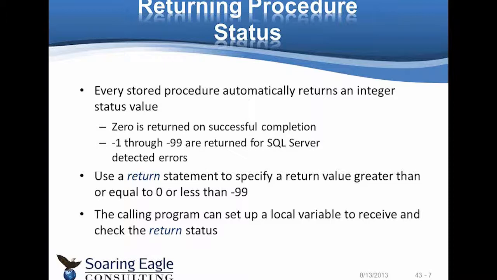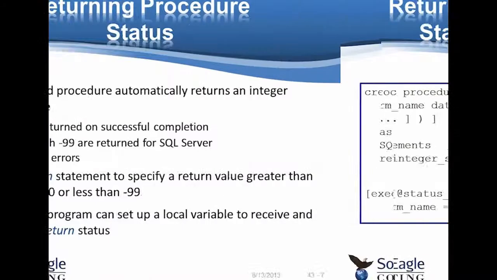Note that if you use a return which is greater than 0 or less than -99, that is something which you're going to have to deal with in trap. The server does not do anything with that subset of values. The calling program sets up a local variable to receive and check the return status, and that we will do in just a moment.